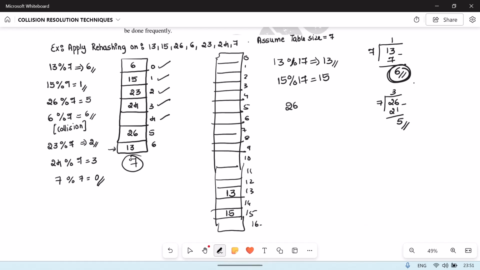Then we have 26. 26 mod 17. So I think it is 9, right? 9. So at the ninth position, place 26. Then 6, 6 mod 17. So it is 6 itself. So here place 6.